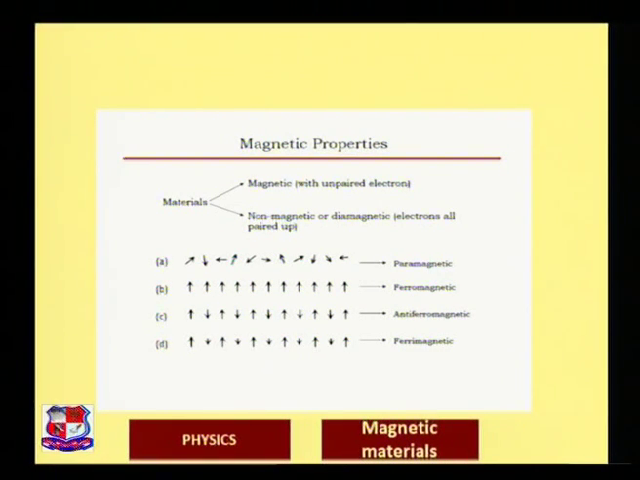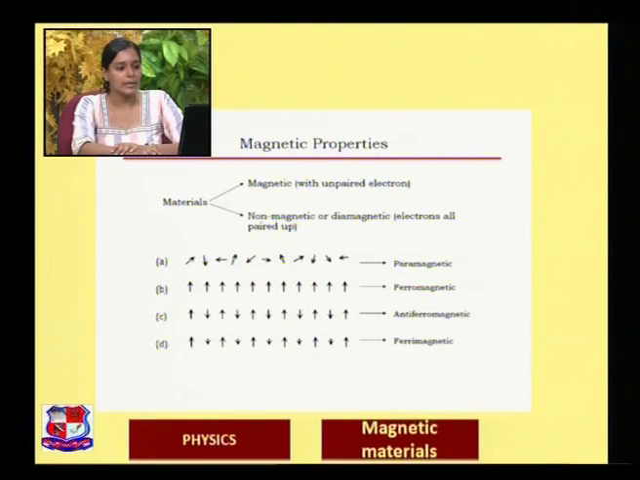We have actually also seen the different magnetic properties: materials which are magnetic but with unpaired electrons, and non-magnetic materials, or say diamagnetic materials, where all the electrons are paired up, right? So using this, we can divide them in 5 types. First, here we have shown the magnetic dipole moments of the paramagnetic materials. Then the second one is ferromagnetic materials. We can see the difference between the directions of the paramagnetic and ferromagnetic materials.